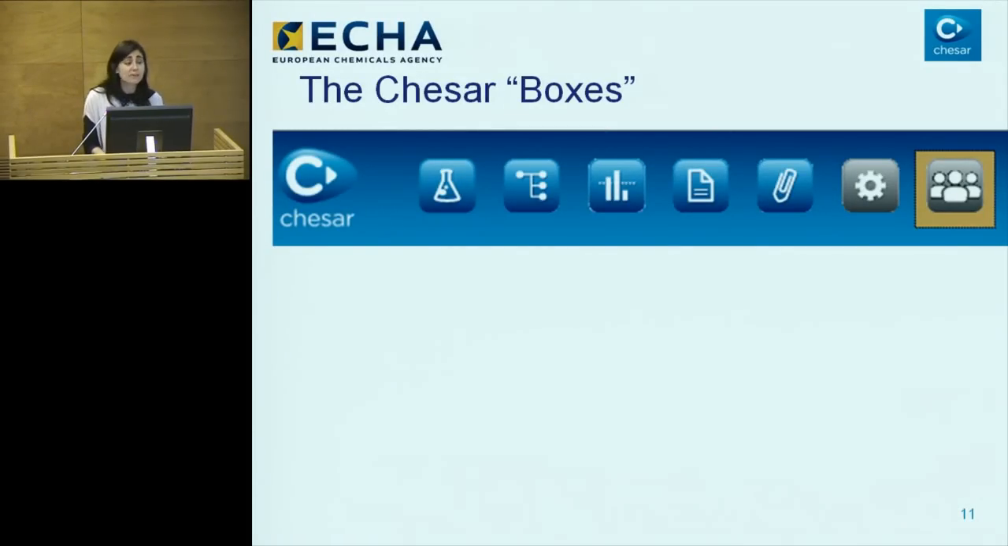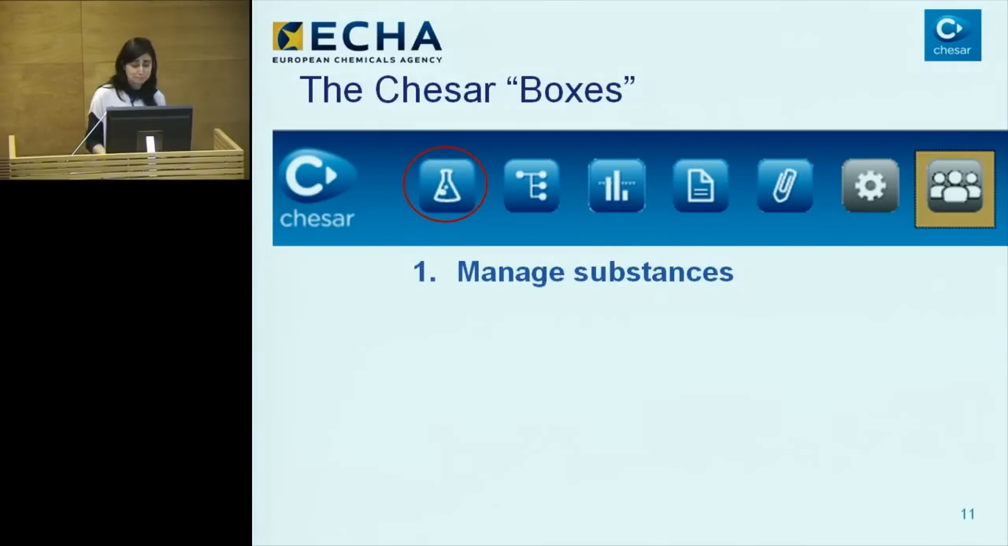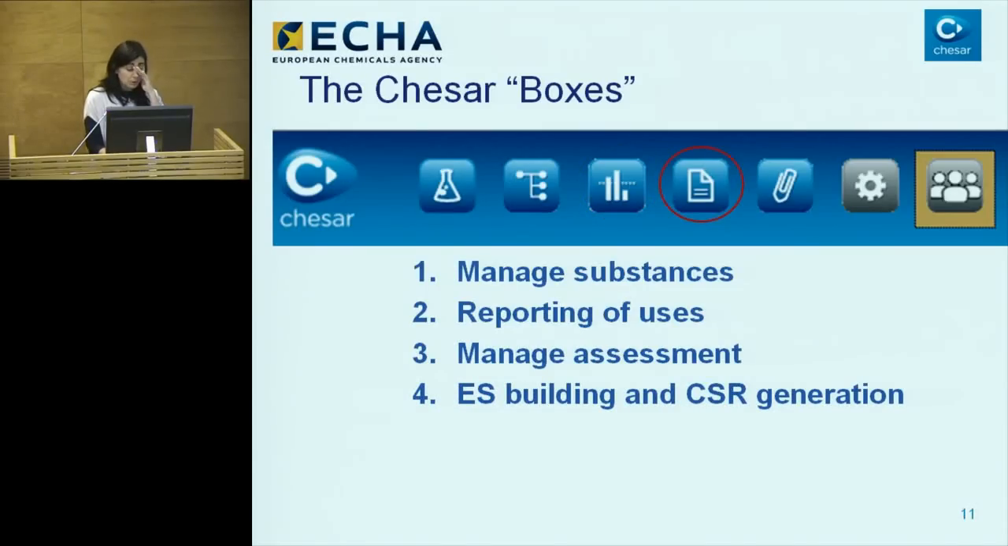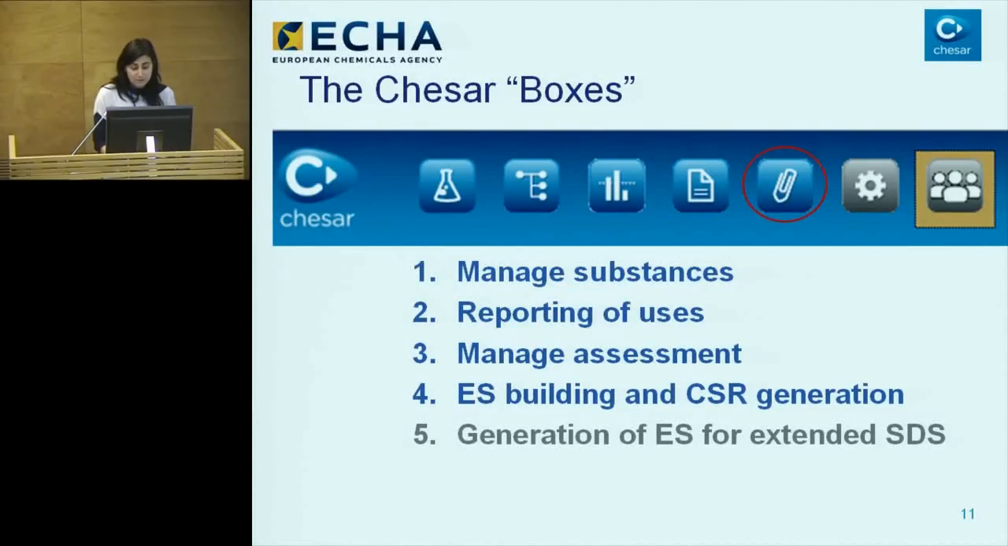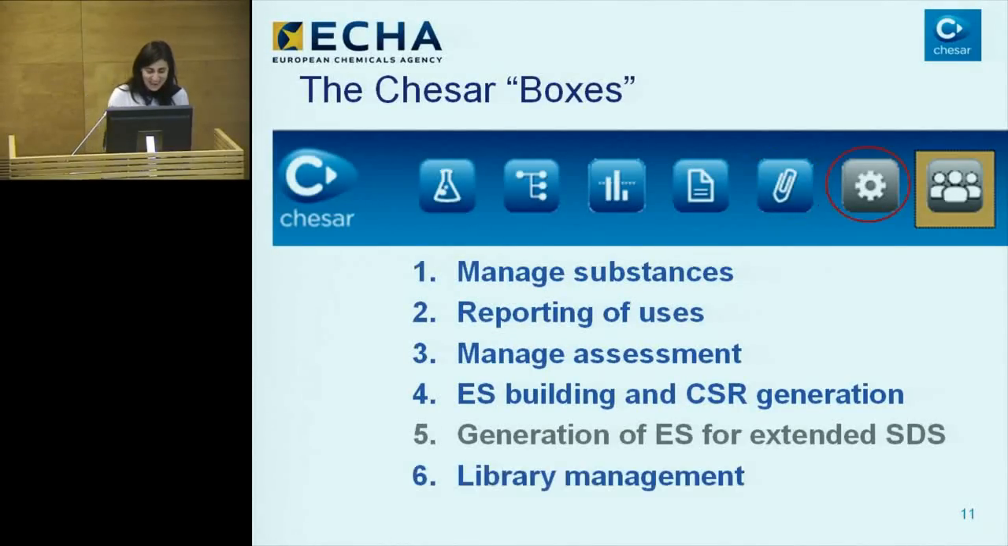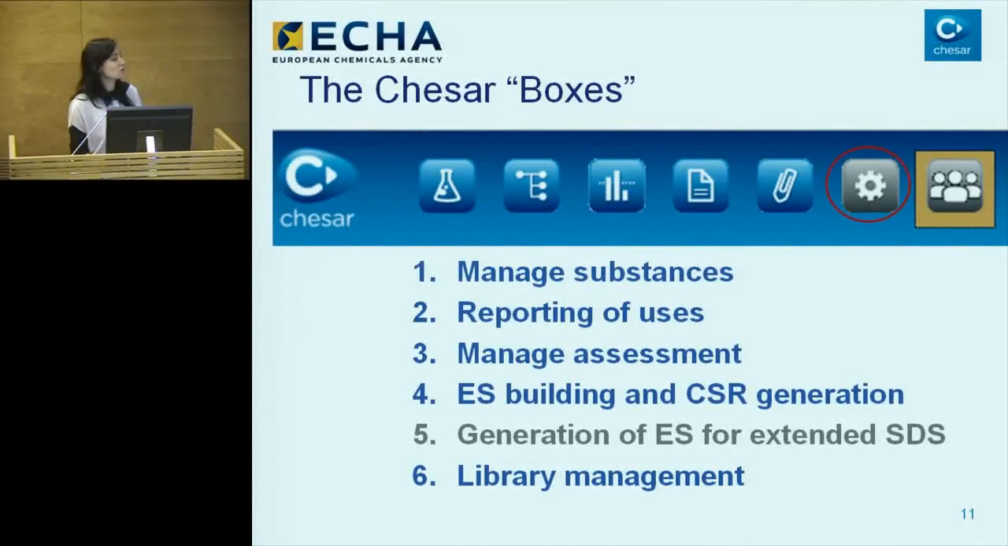Chesar is organized in 7 boxes. In the first one, you manage the substance, meaning that you import or export the information that you have in the database of Chesar. In box 2, you report all the uses that you need for the single substance. In box 3, you manage the assessment, meaning that you visualize the quantitative assessment. In box 4, you build your exposure scenario and do your CSR generation. Then box 5 will come. For the time being, there is a message like 'to be done', but it will come, we promise.